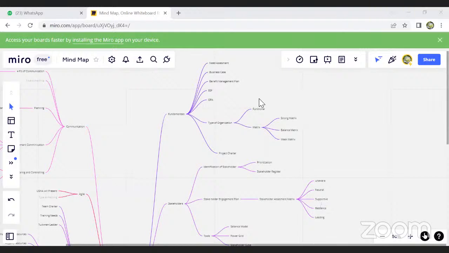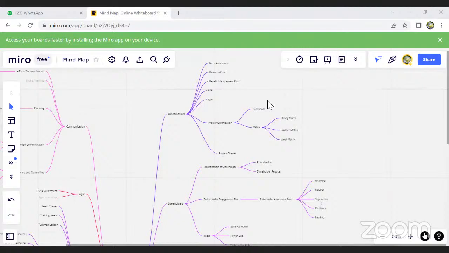Similarly, there are different EEF and OPA, which also affect your project. So we have to keep these factors in mind while working on a project. Then there are different organizations. One is functional, in which the project manager has more or less zero authority, and the functional manager has all the power. He is all in all.